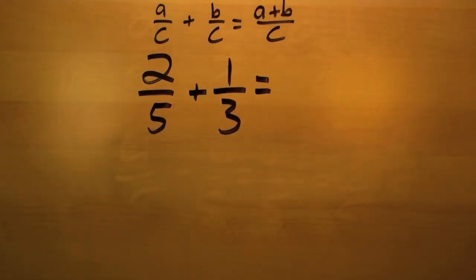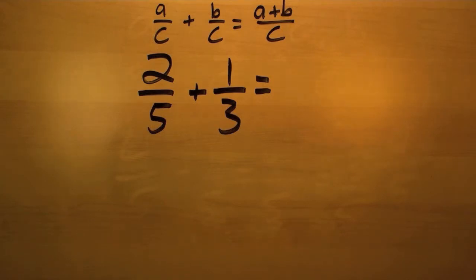Recall that we can only add fractions that have the same denominator. Often fractions that we want to add will not have that same denominator. In this case, we must convert each fraction to an equivalent fraction with a new common denominator. We do this by multiplying each fraction by a form of 1.